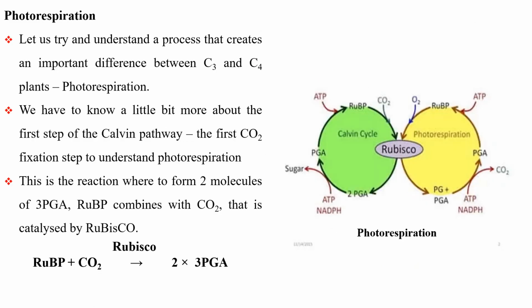Photorespiration. Let us try and understand a process that creates an important difference between C3 and C4 plants, photorespiration. We have to know a little bit more about the first step of the Calvin pathway, the first carbon dioxide fixation step, to understand photorespiration. This is the reaction where, to form two molecules of 3-PGA, RuBP combines with carbon dioxide, catalyzed by Rubisco.